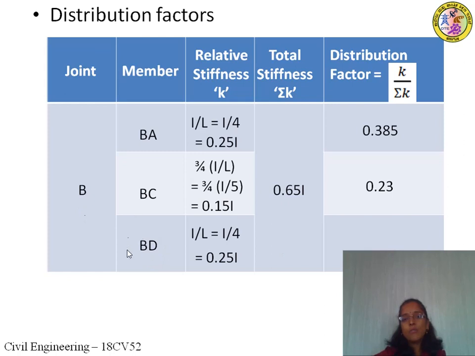Next, distribution factor for member BD is calculated by the ratio of relative stiffness for member BD to total stiffness of joint B. So that is 0.25 I divided by 0.65 I. That will be equal to again 0.385. So these are the distribution factors for BA, BC and BD. So if you add all these three, 0.385 plus 0.23 plus 0.385, it will be equal to 1.